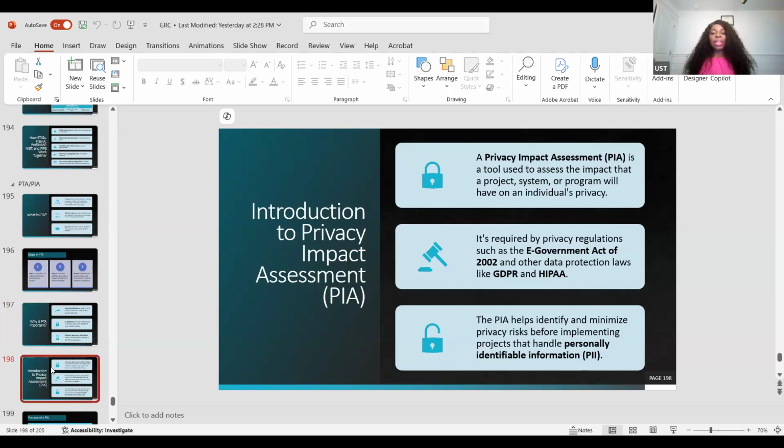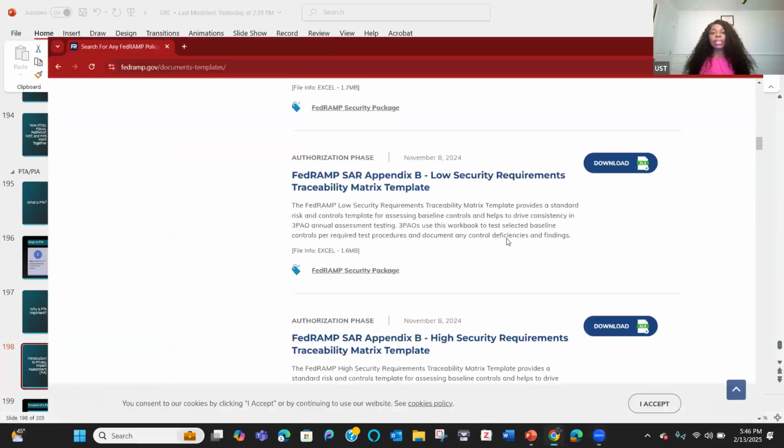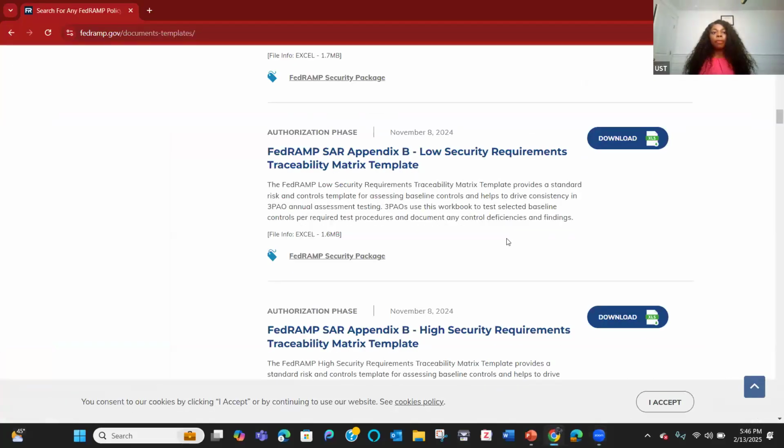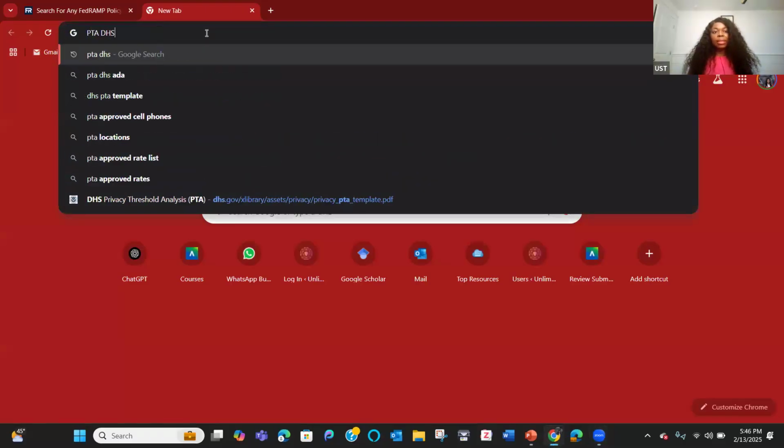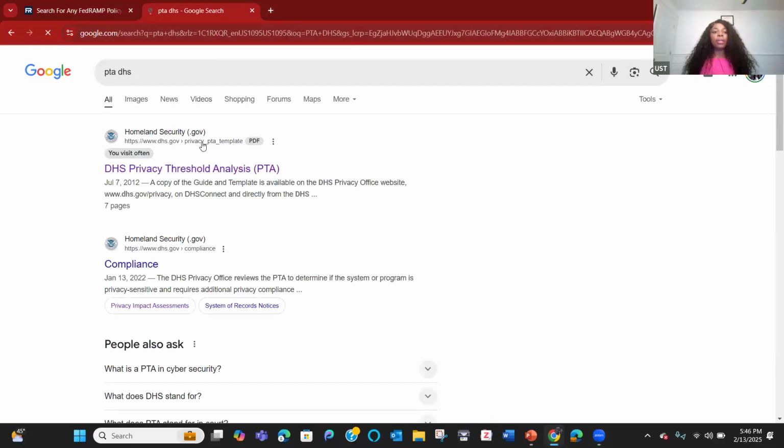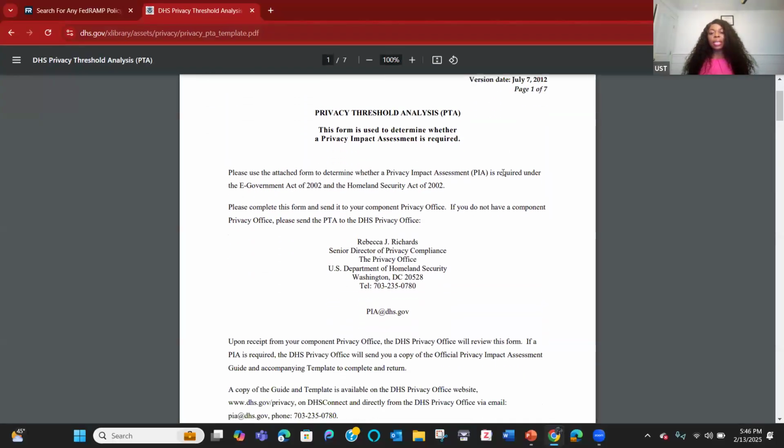All right. So with this, before we go to PTA, let's go to Google. I need to share my screen and get a sample template. For example, if you go to the Department of Homeland Security, you just type PTA, DHS, Department of Homeland Security, you should be able to see theirs, right? This is a document that we analyzed yesterday.